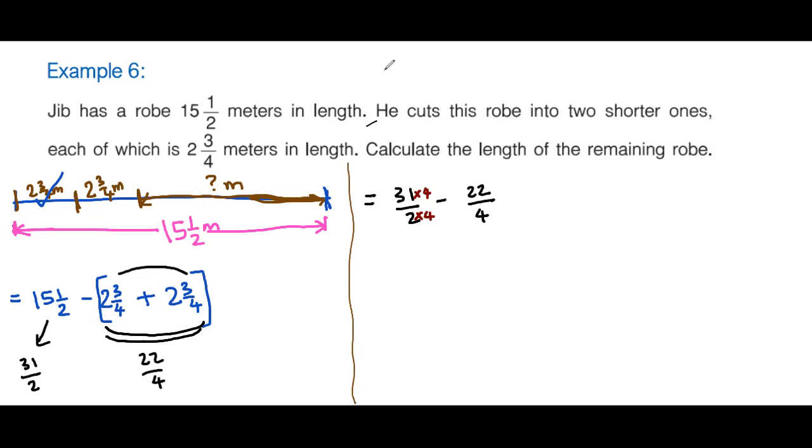No, it's 2 times 2. Okay. So we should say times 2 and times 2, right? Yes. Okay. So what do we have next? 62 out of 4 minus 22 out of 4. So what do we have next? 40 out of 4. What is 40 out of 4? It is 10. Very good. So it means that 10 meters are remaining, right? Yes. It means that this is 10 meters.